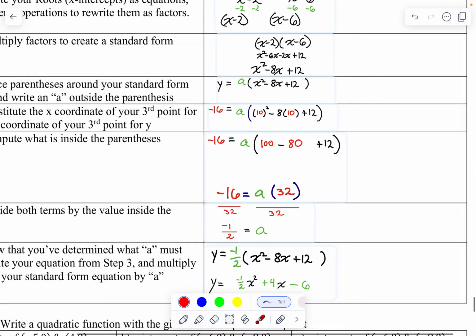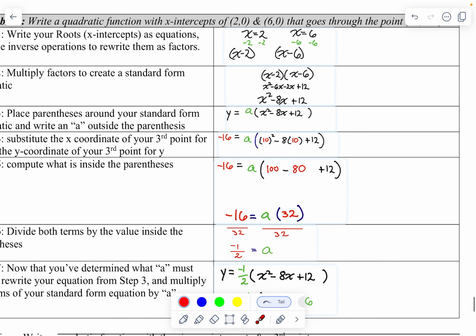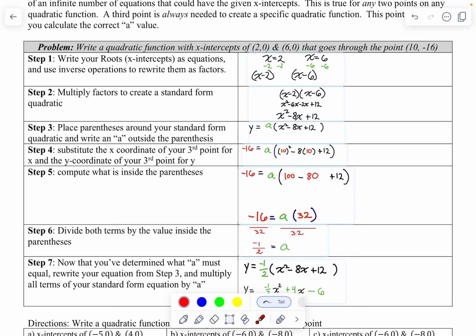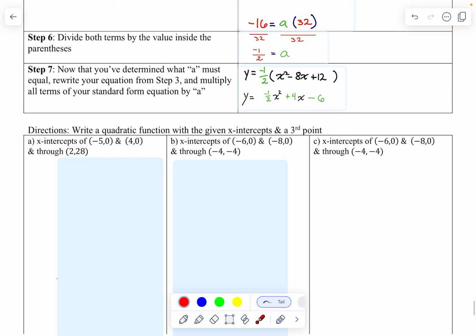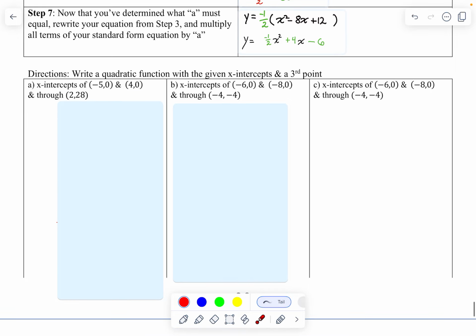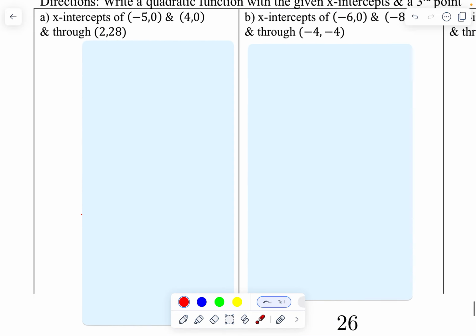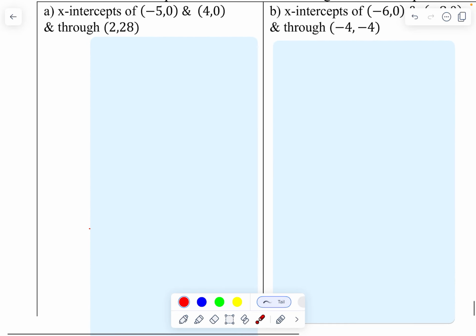Boy, it's kind of a long, hard process here, but it is possible. So go ahead and pause the video and give the two practice problems below a chance. C is the exact same thing as B, so no need to repeat that one. And when you're ready, unpause the video and we'll go through the solutions together.